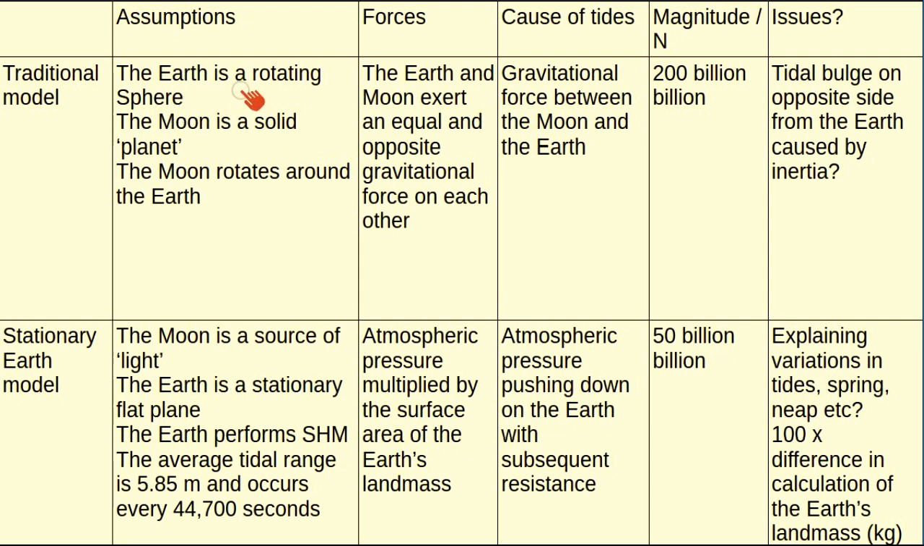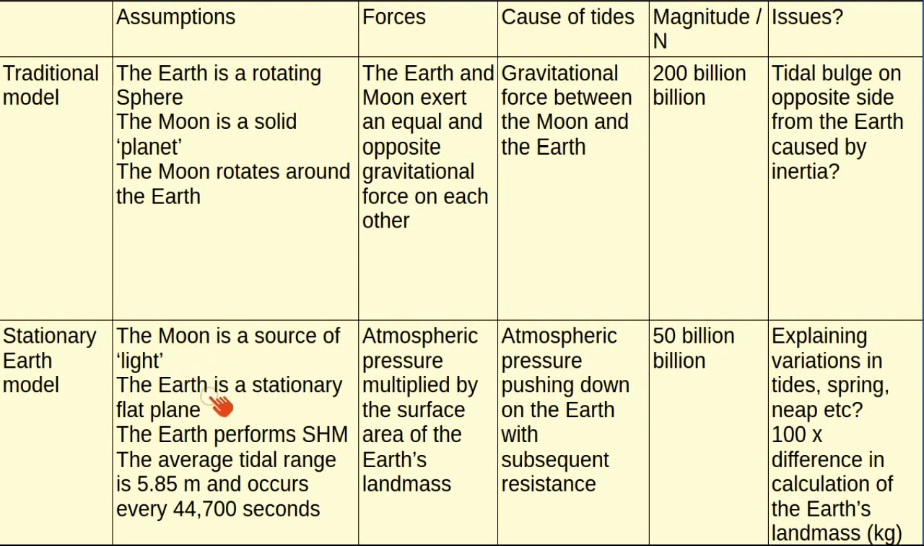To conclude, the traditional model assumes the Earth is a rotating sphere, the Moon is a solid planet, and the Moon rotates around the Earth. The Earth and the Moon exert an equal and opposite gravitational force on each other, which causes the tides. The magnitude of the force is about 200 billion newtons. The big issue is the tidal bulge, question mark. The stationary Earth model is that the Moon is a source of light, not a planet.